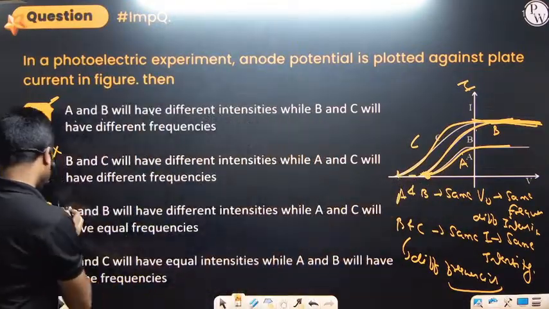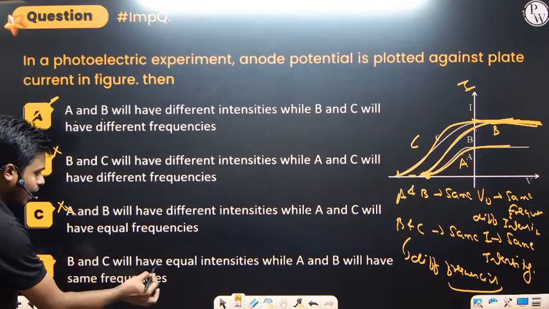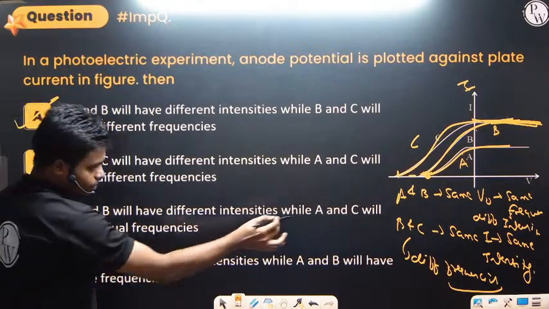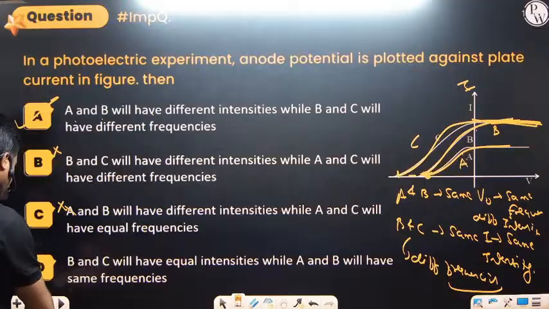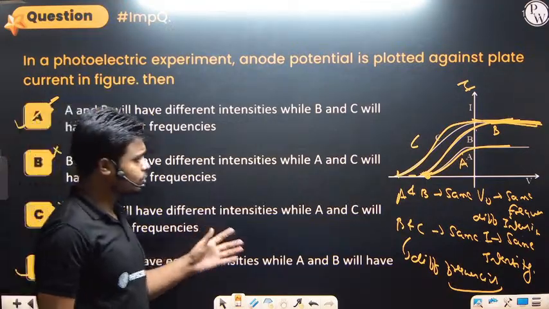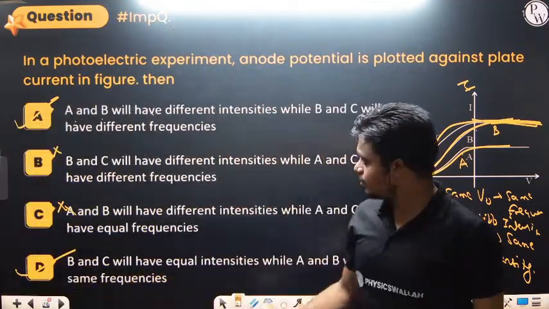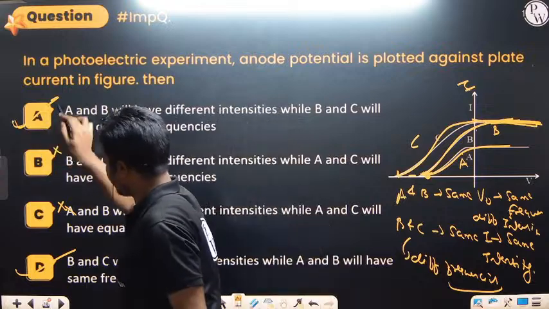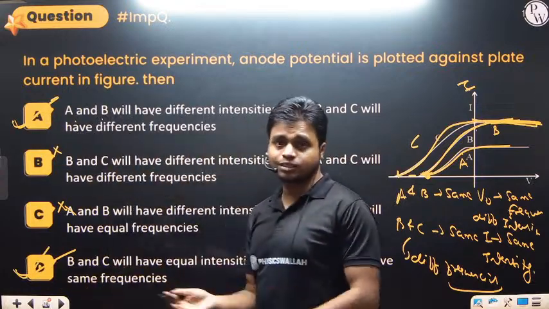So this statement is wrong. Remaining, B and C have equal intensities, and A and B will have the same frequency. Yes. The answer is A and B. No worry, this is just a practice question. Multiple correct is not there, but A and B is the correct answer over here. Just for practice, we are doing this.